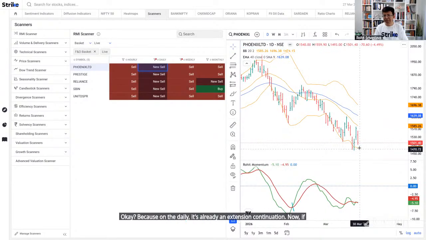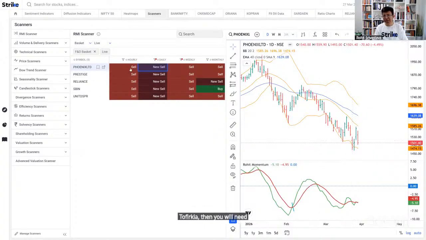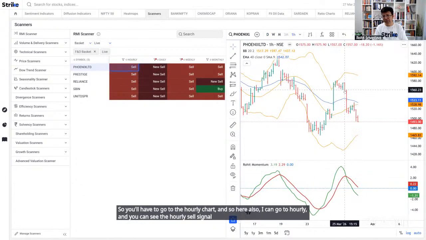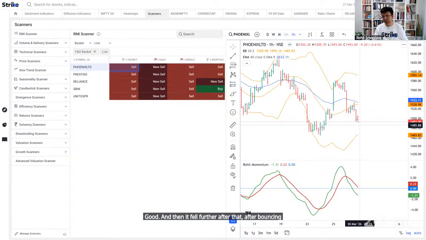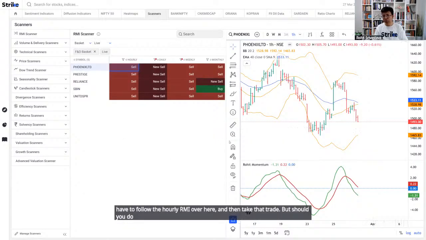Now, if you want to, you may say, no, I forget a 1 month trade on the daily. I want only a short term trade. I want to do only a 2-day trade in Phoenix. Then what? Then you will need a new sell signal on the hourly. So you'll have to go to the hourly chart, and here also I can go to hourly, and you can see the hourly sell signal came somewhere here when it started to fall, and then it fell further after that. After bouncing a bit, it fell further. So if you wanted to execute this on an hourly trade, you would have to follow the hourly RMI over here and then take that trade. But should you do that or not, and how should you do it? It should be based on a combination of daily and hourly.